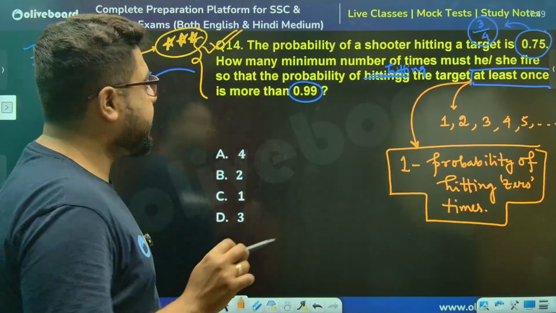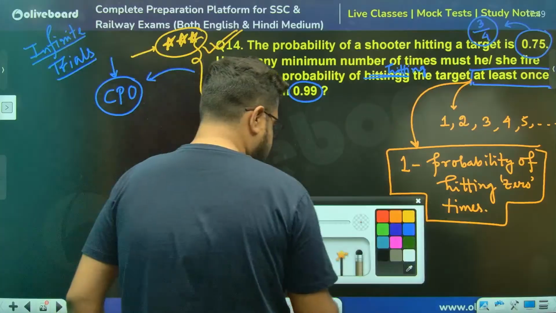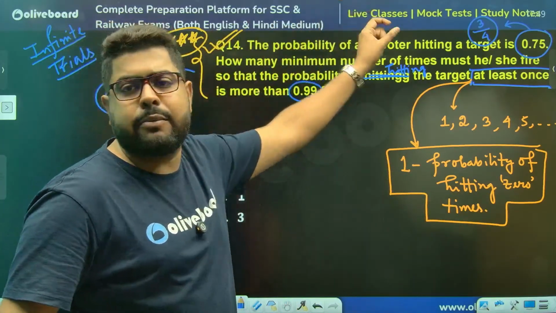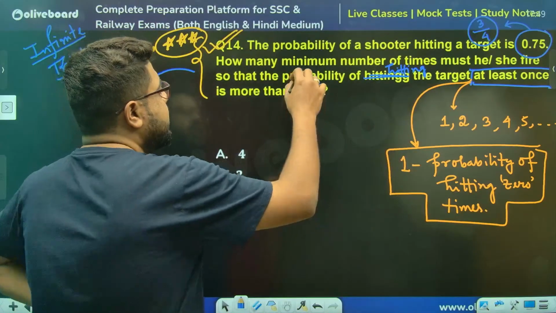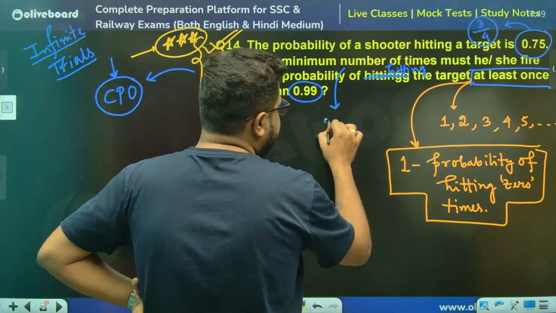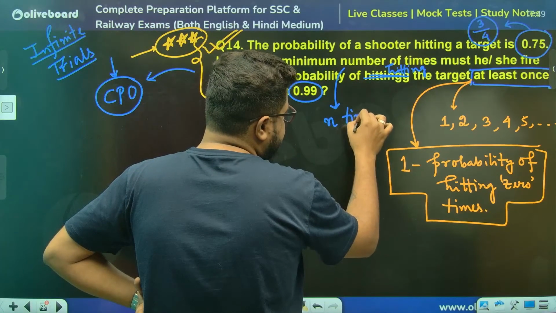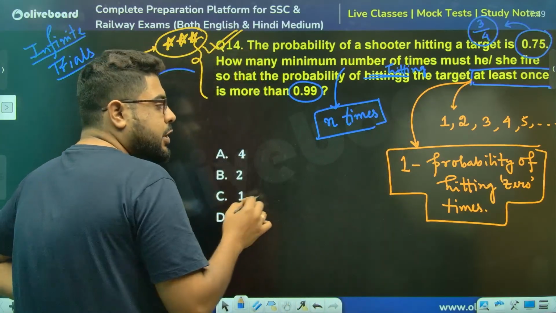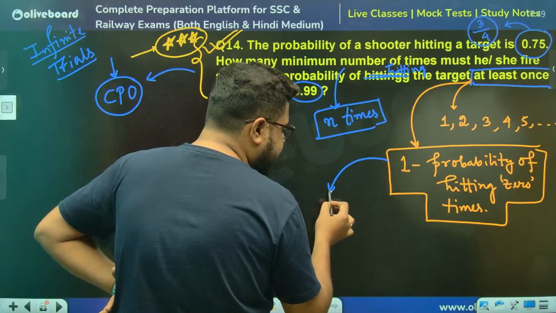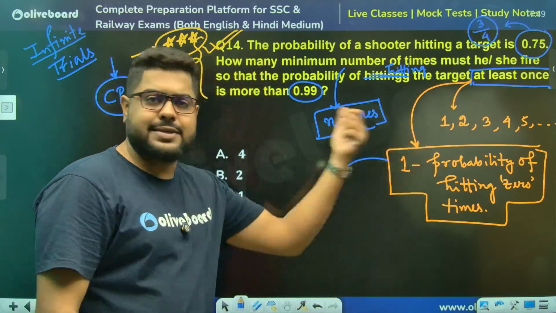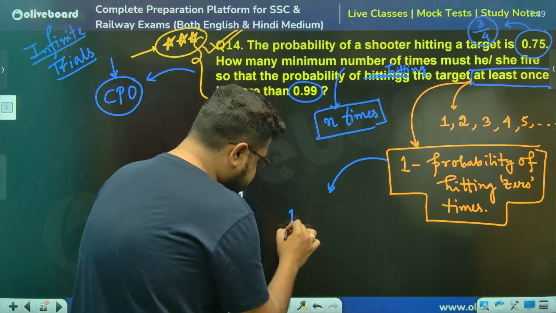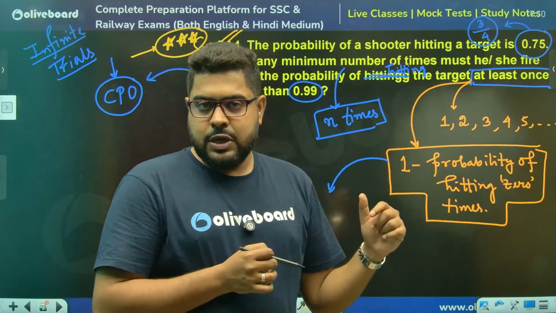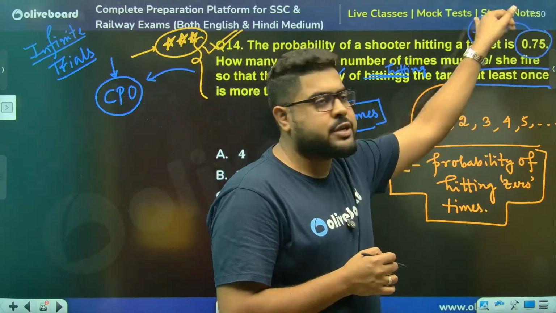Think. Sir, let's understand. Now, they are asking how many minimum number of times he or she should fire. Sir, I am taking minimum n times he or she needs to fire. Right? So the probability of hitting at least once is 1 minus this. So 1 minus, acha, probability of hitting 0 times. So probability of hitting is 3 by 4.